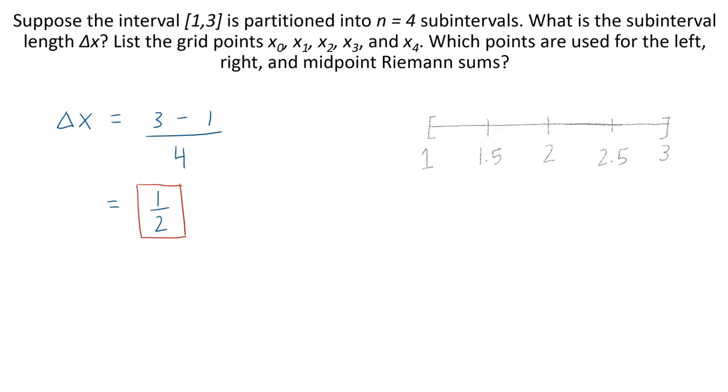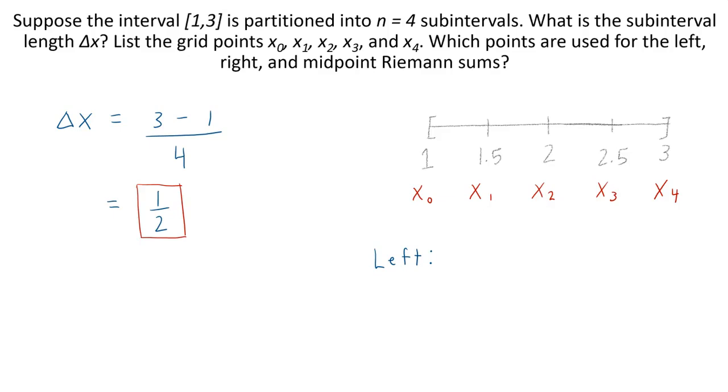Now we need to label each point on our interval x0, x1, x2, x3, and x4. x0 will always be the left endpoint of our interval, and then x sub 4 in this case will be the right endpoint of our interval. And then 1.5 will be x sub 1, 2 will be x sub 2, and 2.5 will be x sub 3. And the next question is, which of these points will be used for the left Riemann sum, the right Riemann sum, and the midpoint Riemann sum?